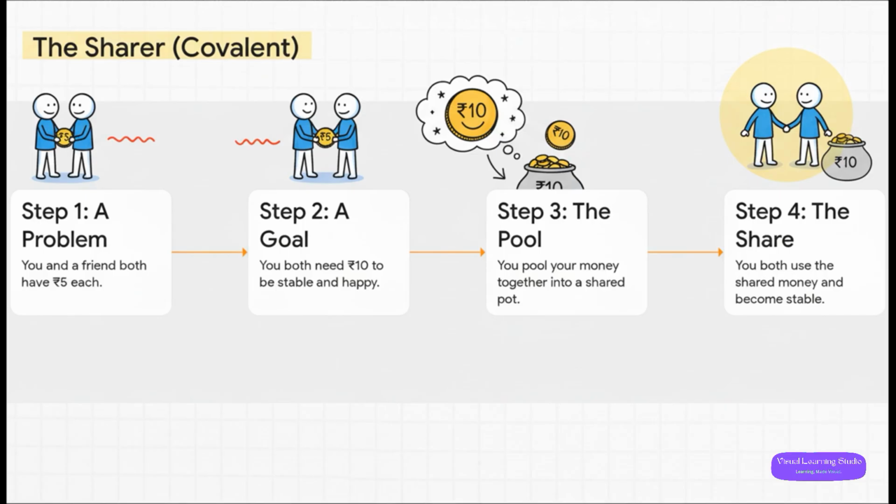Okay, now for scenario 2. This time, you and your friend both have 5 rupees, and you both need 10 to be stable. Nobody's in a position to just give money away. So what's the solution? You pool your resources. You put the money together in the middle, and now you both have access to the full 10 rupees. You're sharing to make it work.